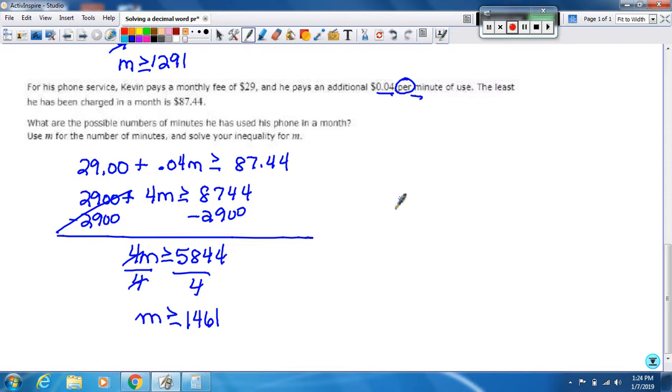Okay, so the most amount of minutes that you can use is, the possible amount is 1461.